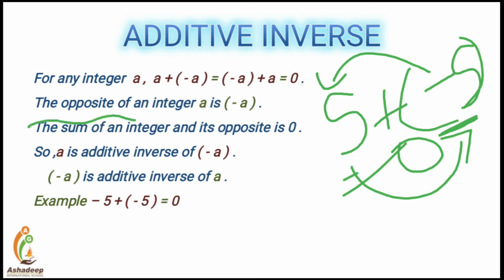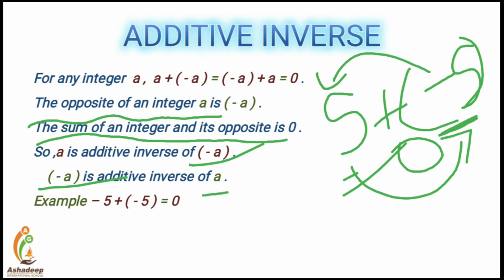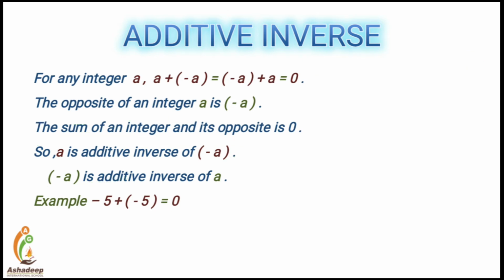So the opposite of any integer a is minus a. The sum of an integer and its opposite is 0. So a is the additive inverse of minus a and minus a is the additive inverse of a. So 5 plus minus 5 is equal to 0. Clear? Now you can easily find the additive inverse of any number. Got it? Let's move to the next.